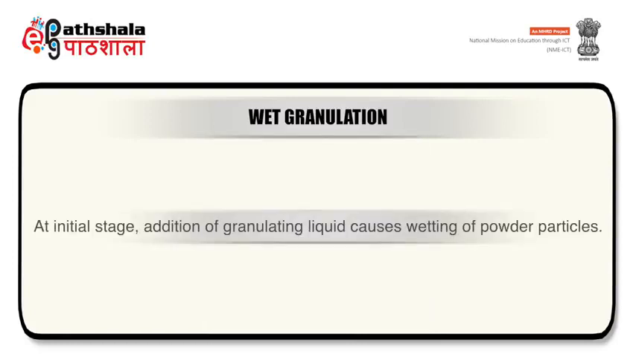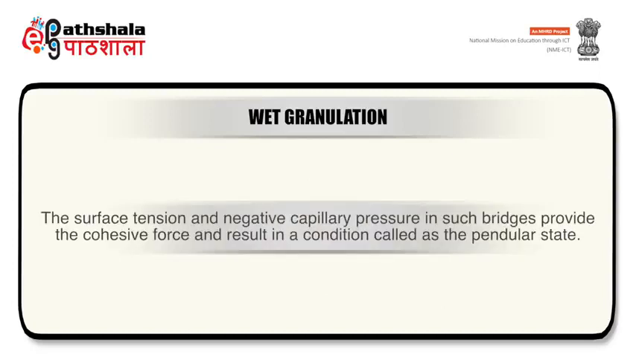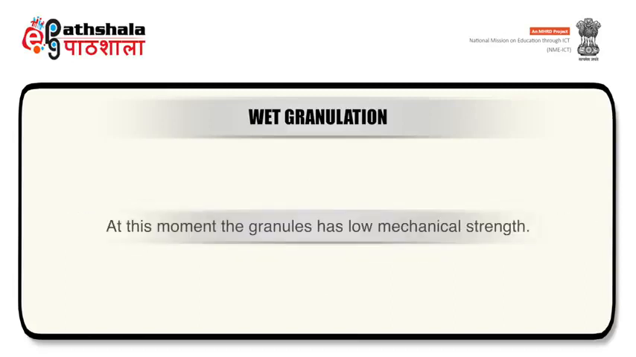At the initial stage, addition of granulating liquid causes wetting of powder particles. The liquid film formed on the surface of powder particles may combine to produce discrete liquid bridges at points of contact. The surface tension and negative capillary pressure in such bridges provide the cohesive force and result in a condition called the pendular state. At this moment, the granule has low mechanical strength.